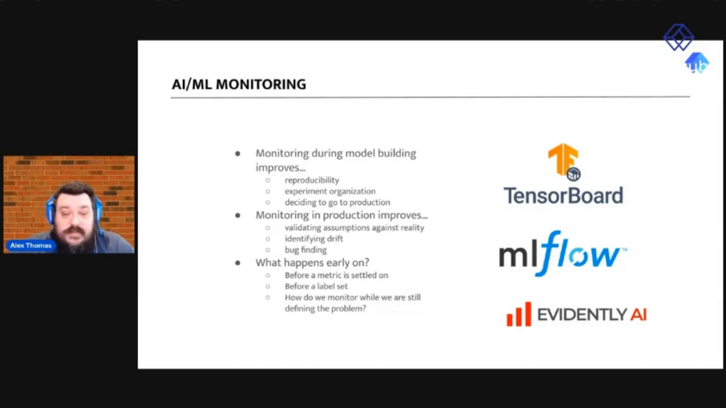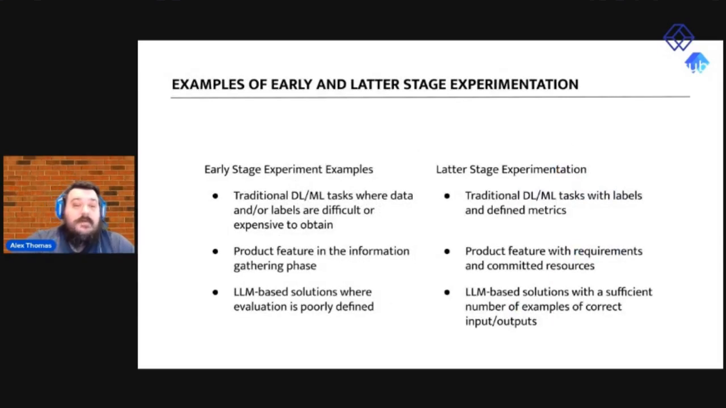So these are some examples of projects that let you monitor your experiments, but they sort of are assuming you have metrics, assuming you have a label data set. So what do we do before that in the earlier stages? So let's look at some examples and comparisons between early stage and later stage experiments.